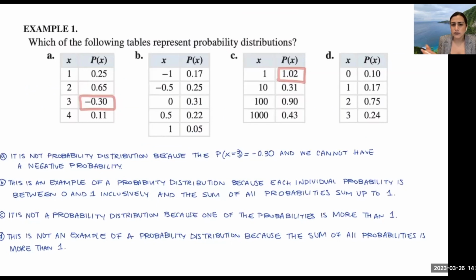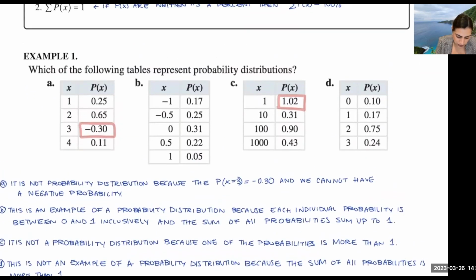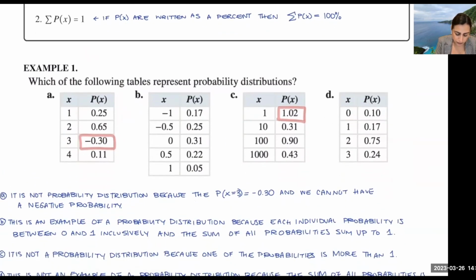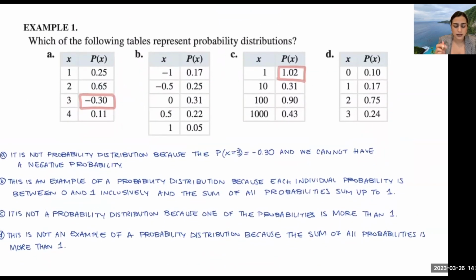Okay, so hopefully this activity helps you understand what the requirements are. Whenever we create a relative frequency distribution or a probability distribution, they're the same thing. We want to make sure that all the probabilities are between 0 and 1 inclusively, and then if we add up all the probabilities, that it equals 1. Okay, let's go on to the next activity here.